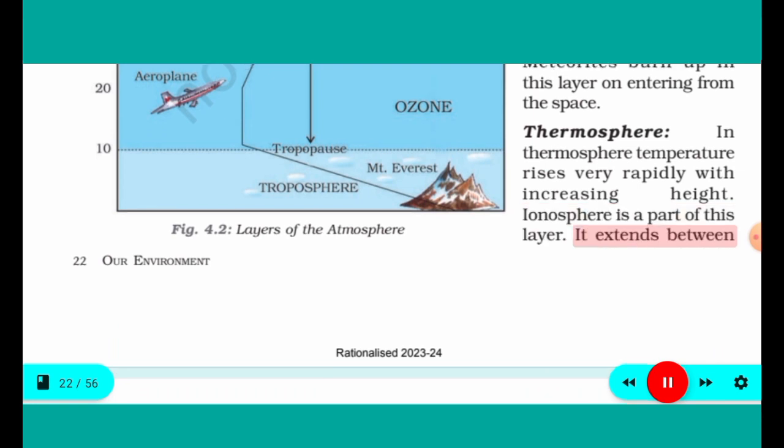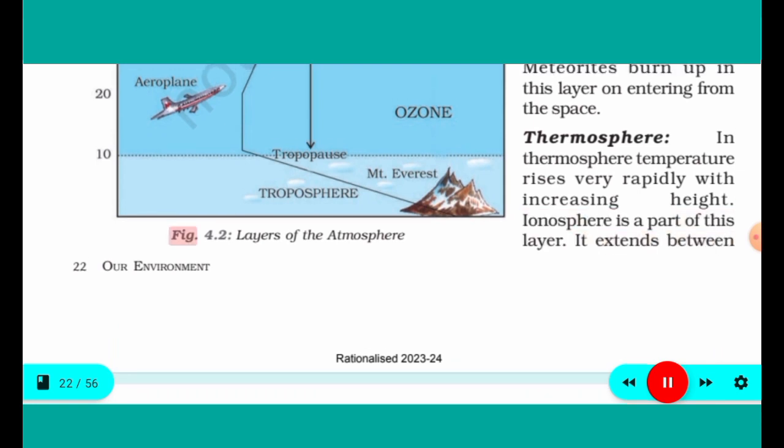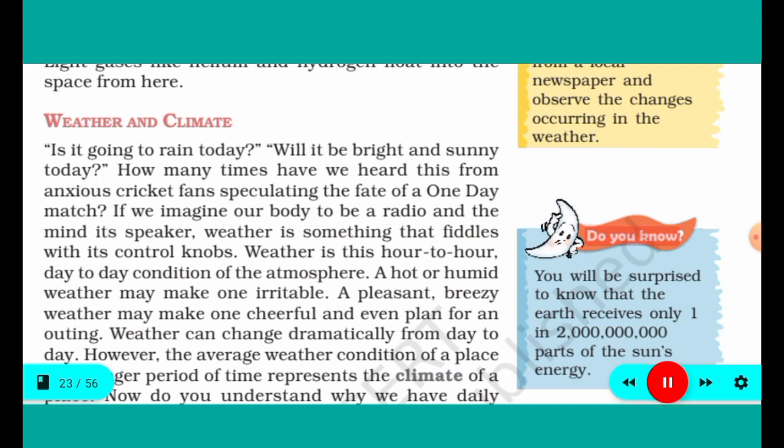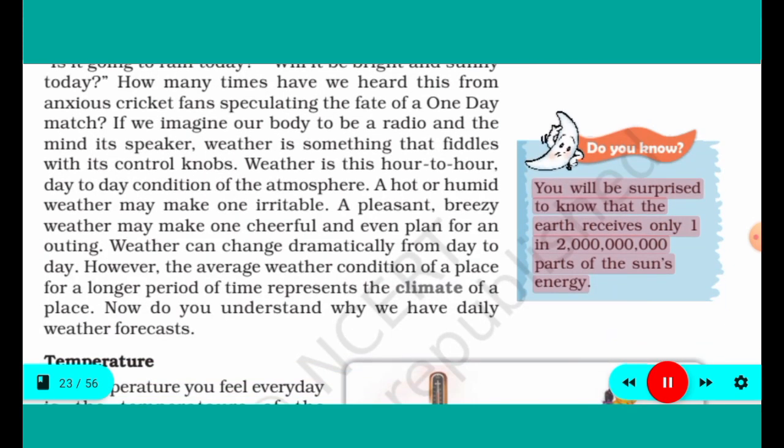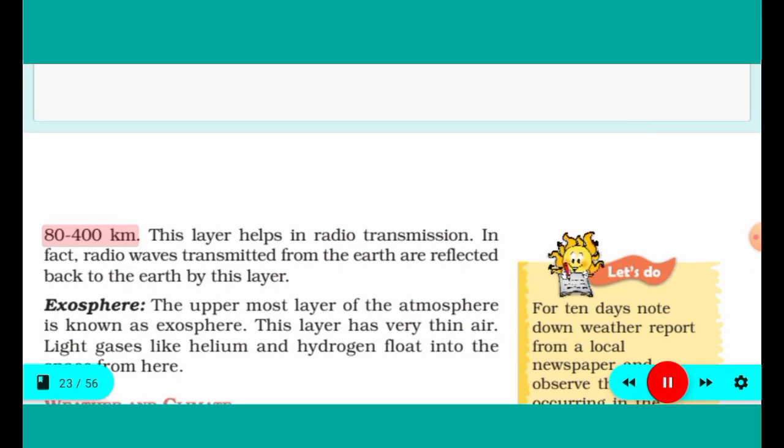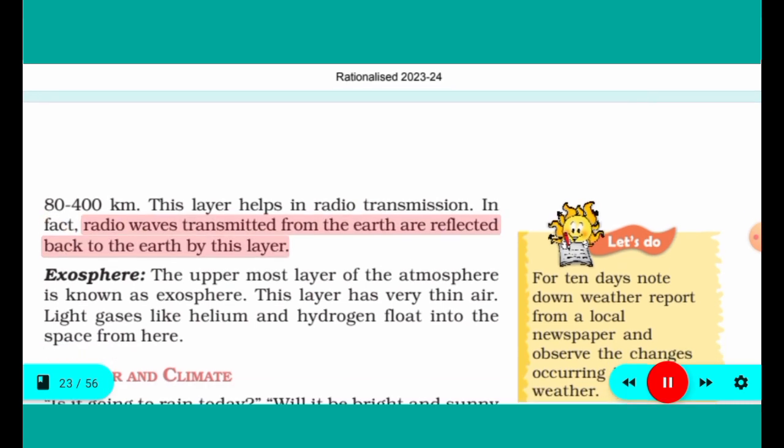It extends between 80 to 400 kilometers. This layer helps in radio transmission. In fact, radio waves transmitted from the Earth are reflected back to the Earth by this layer. Fig. 4.2 layers of the atmosphere. Do you know? You will be surprised to know that the Earth receives only 1 in 2 billion parts of the Sun's energy.